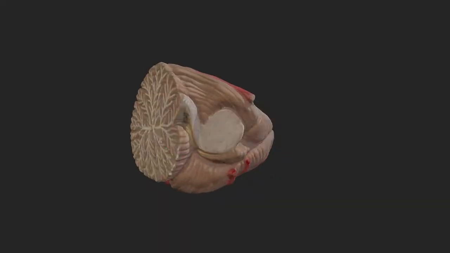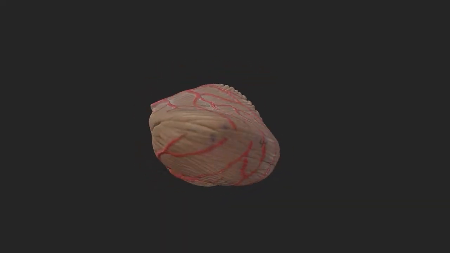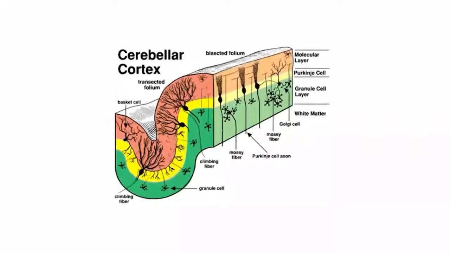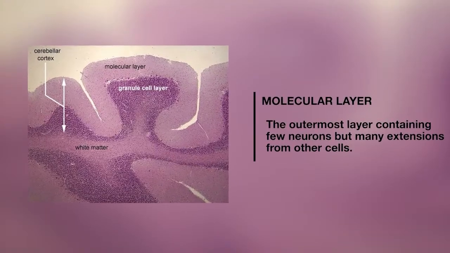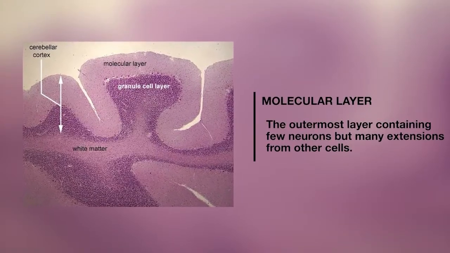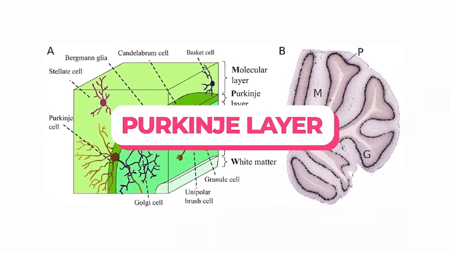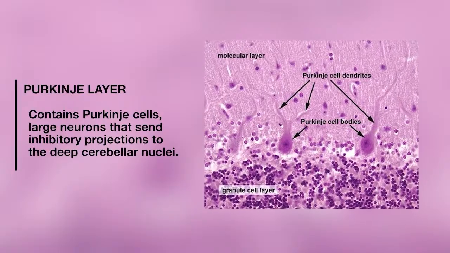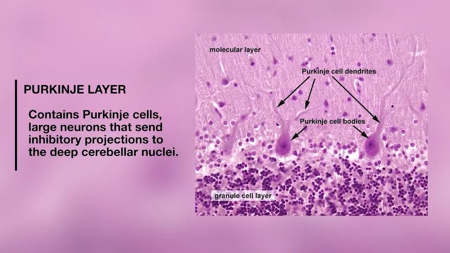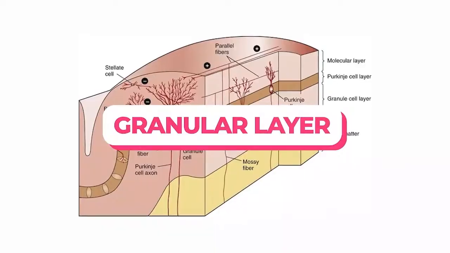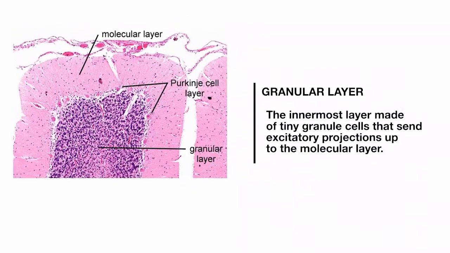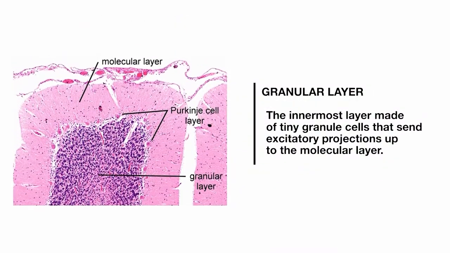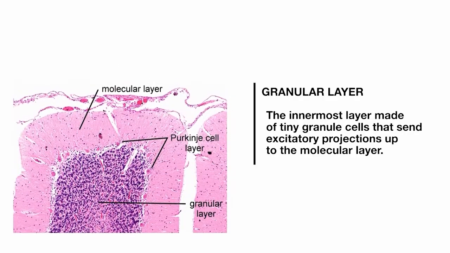Layers. The cerebellar cortex, which is the outer layer of the cerebellum, is made up of three distinct layers. Molecular layer. The outermost layer containing few neurons but many extensions from other cells. Purkinje layer. Contains Purkinje cells, large neurons that send inhibitory projections to the deep cerebellar nuclei. Granular layer. The innermost layer made up of tiny granule cells that send excitatory projections up to the molecular layer.